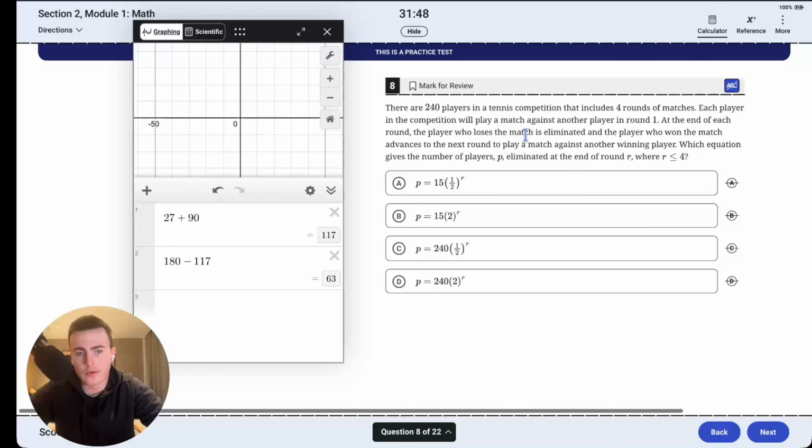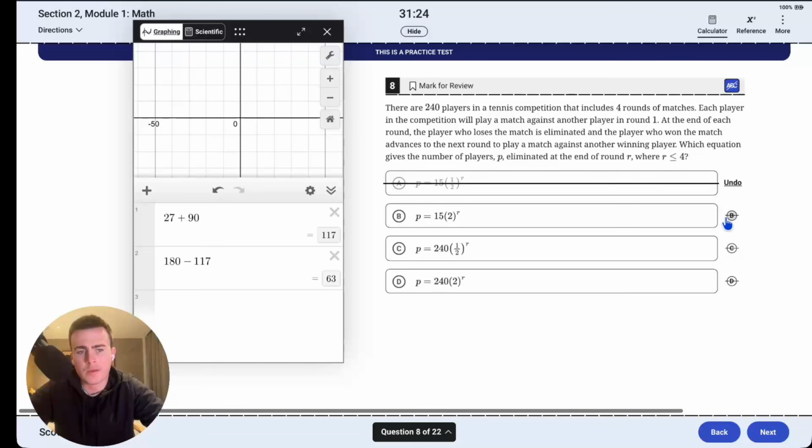There are 240 players in a tennis competition that includes 4 rounds of matches. Each player will play a match against another player in round 1. At the end of each round, the player who loses the match is eliminated, and the player who won the match advances to the next round to play against another winning player. Which equation gives the number of players eliminated at the end of round R, where R is less than or equal to 4?